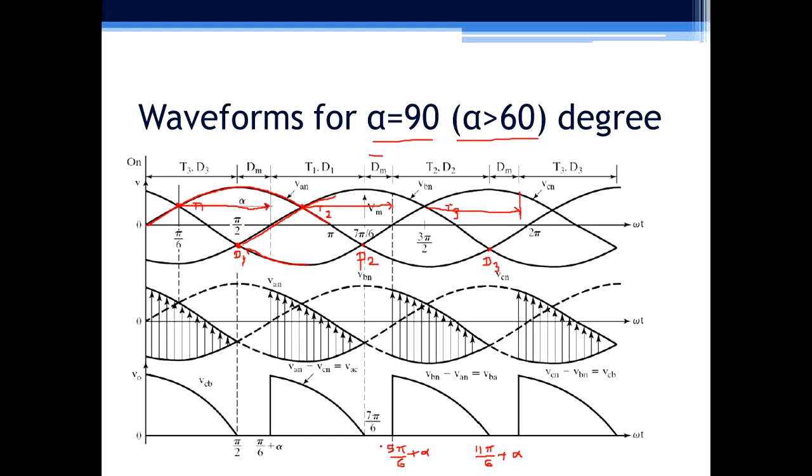Now let us understand the operation of this circuit in detail. So first, T1 is fired at pi by 6 plus alpha here, and D1 conducts, and the line voltage VSC appears across it. So here D1 will start conducting. D1 has started conducting, but T1 has started conducting here. So in this time interval, there are no devices conducting, because the circuit is not closed, and no line voltage is appearing across the load, even though D1 has started conducting.